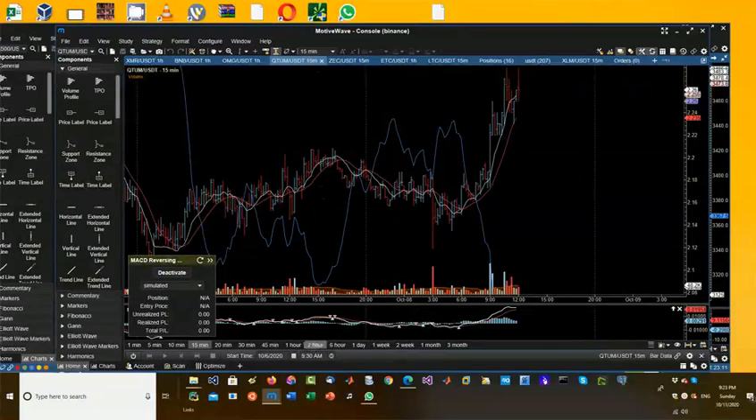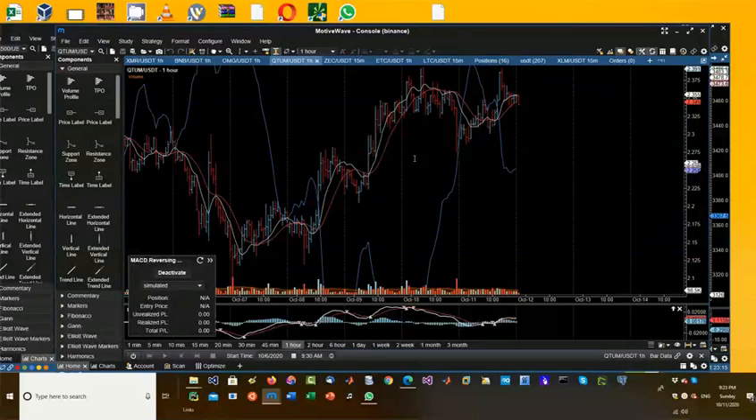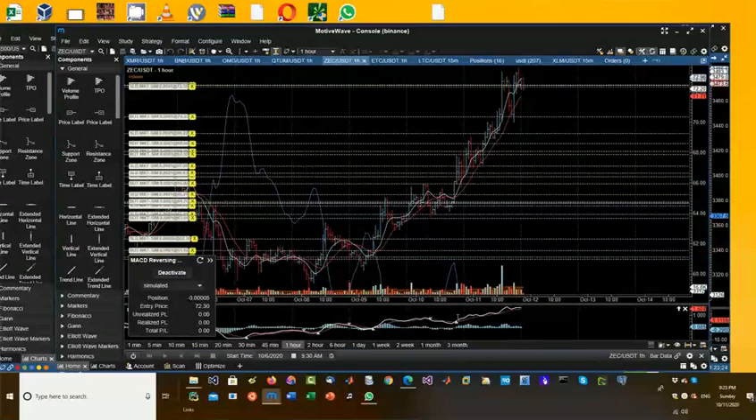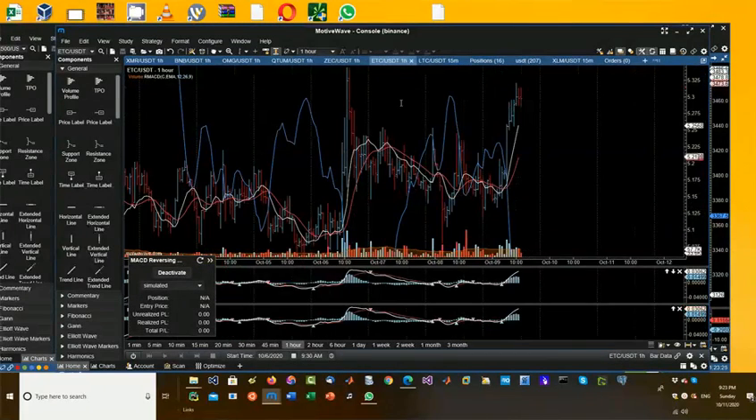QTUM's done pretty good, actually, 1 hour. Yeah, it's moved up. I might keep that one on for now. Zcash, that's been a nice steady ride up in the 1 hour. Ooh, that looks pretty good. Ethereum Classic's been very volatile. Let me see the 1 hour. That is the 1 hour, so that's moved up pretty good too.